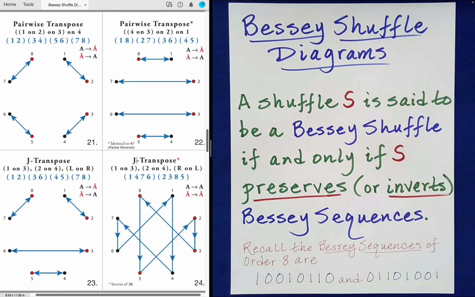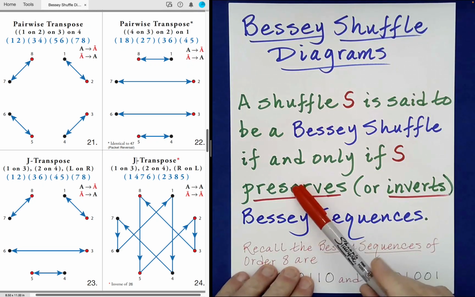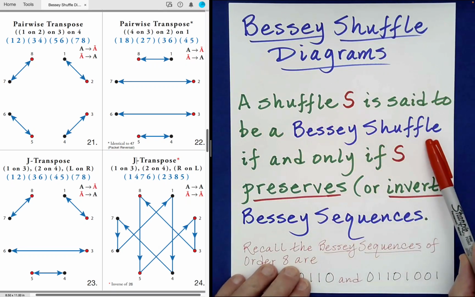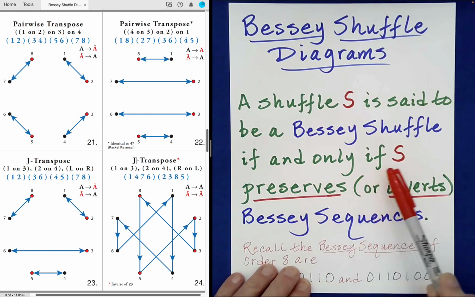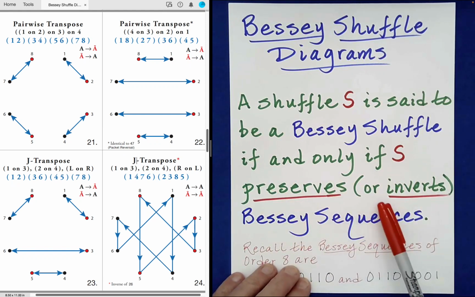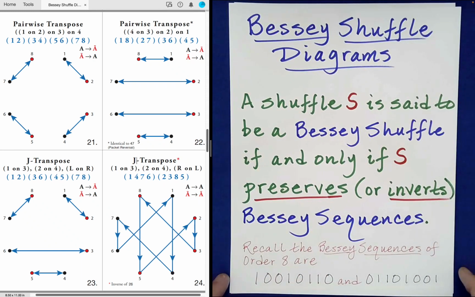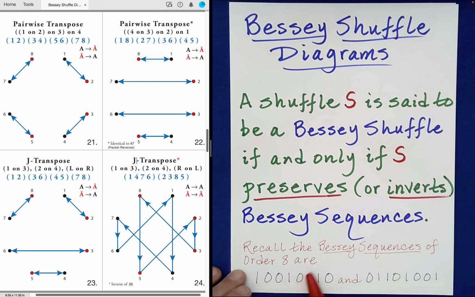This is the 6th video devoted to Bessey Shuffle diagrams. Let's take a quick review of a few definitions. A shuffle S is said to be a Bessey Shuffle if and only if S preserves or inverts Bessey sequences. Recall the Bessey sequences of order 8 are 1 0 0 1 0 1 1 0 and its inversion 0 1 1 0 1 0 0 1.